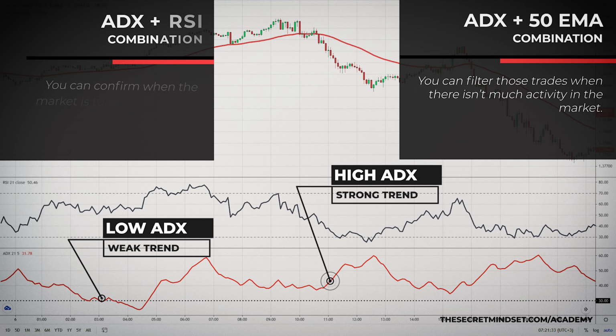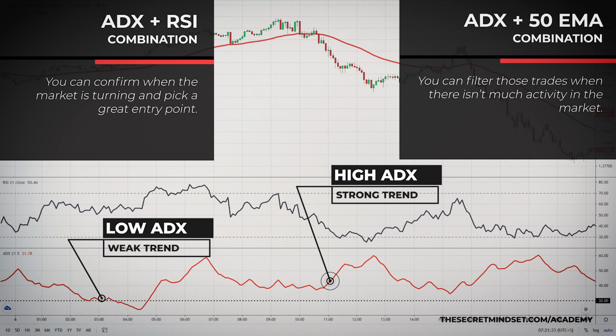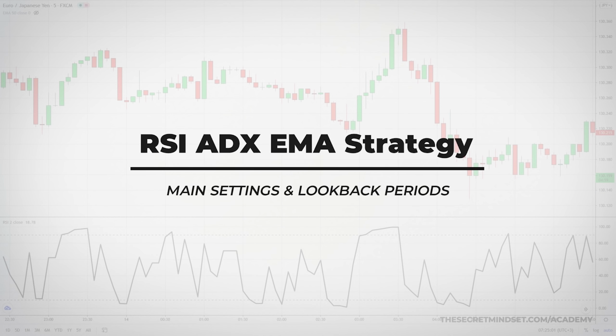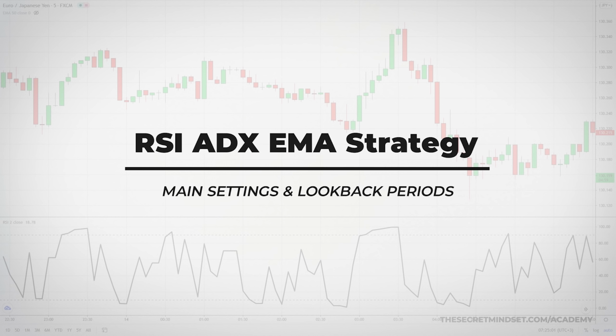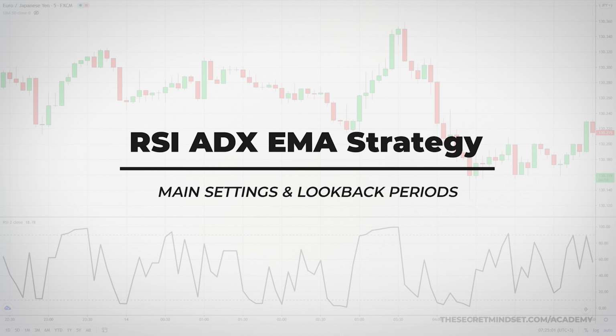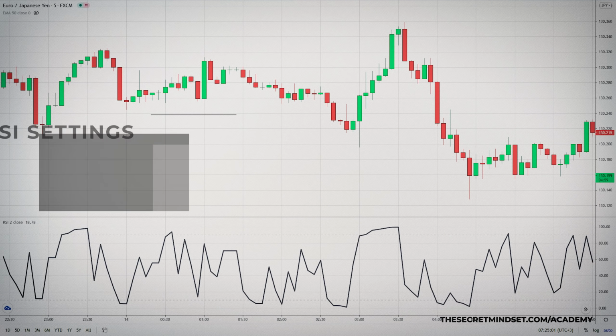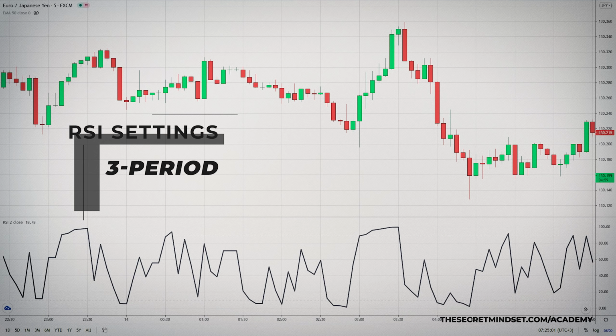The combination between the RSI as a momentum indicator and ADX as a volatility indicator is also important because you can confirm when the market is turning and choose a great entry point. Now let's talk about the most important aspect of combining these indicators, the settings and the lookback periods of each indicator. For the RSI, we'll change from the standard 14 period to a 3 period.